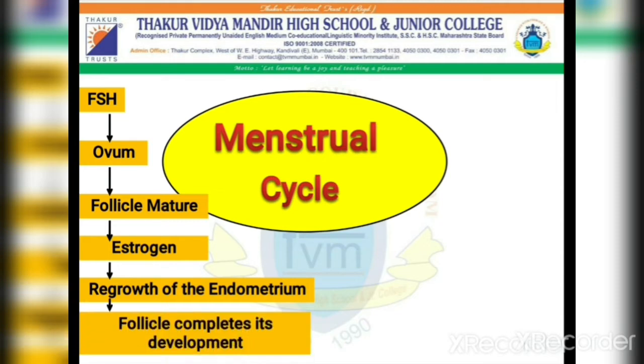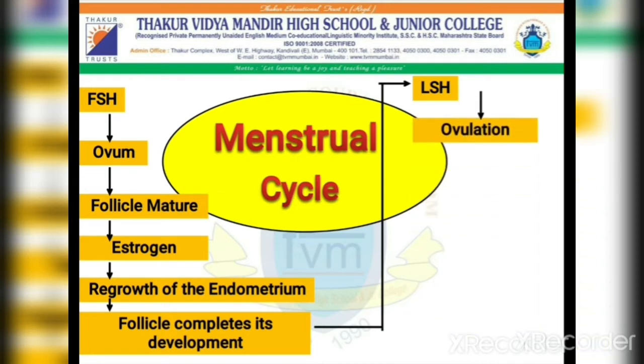This regrowth of the endometrium continues, and a stage is reached where the follicle completes its development. The moment the follicle completes its development, the next part is continued with the help of the hormone called luteinizing hormone. Because as the follicle completes its development, it bursts under the effect of luteinizing hormone and the oocyte is released. This release of the oocyte is called ovulation.